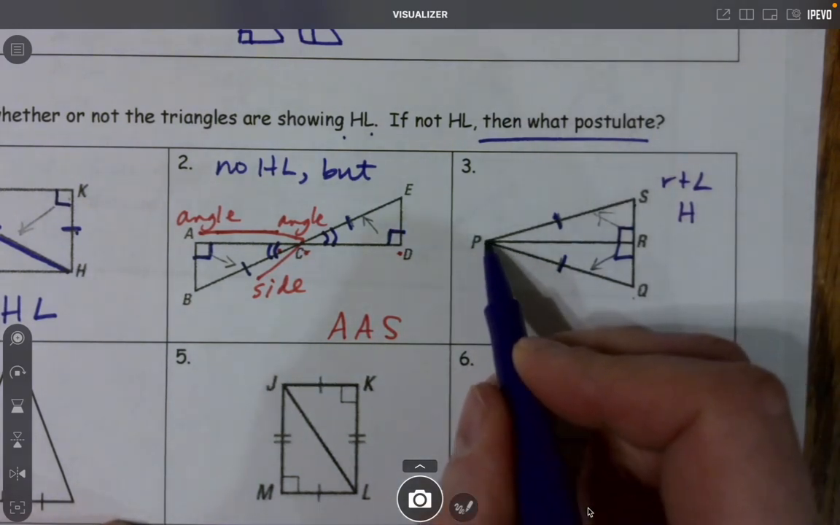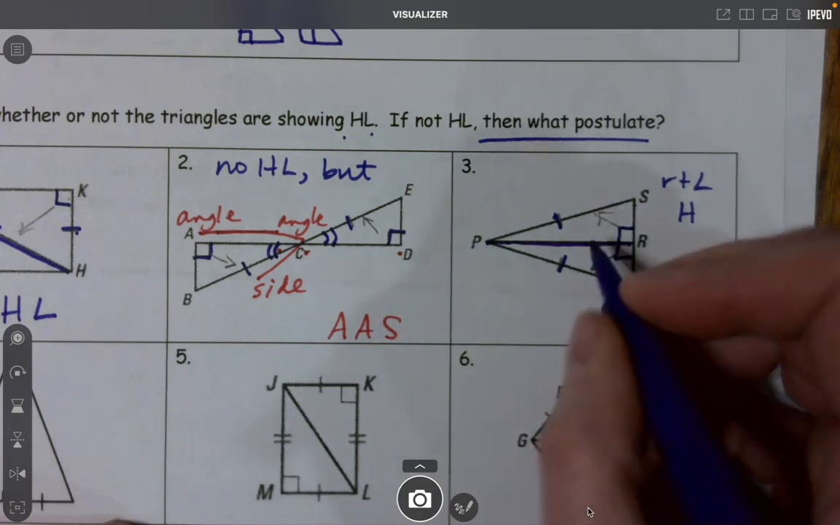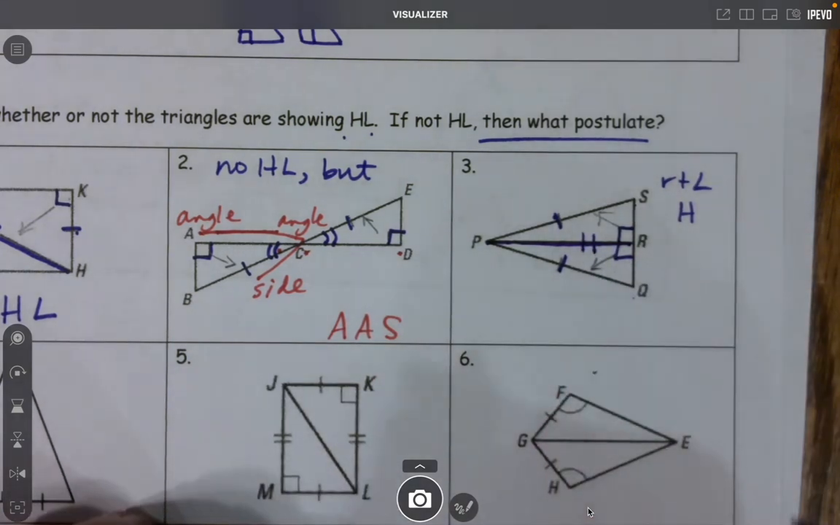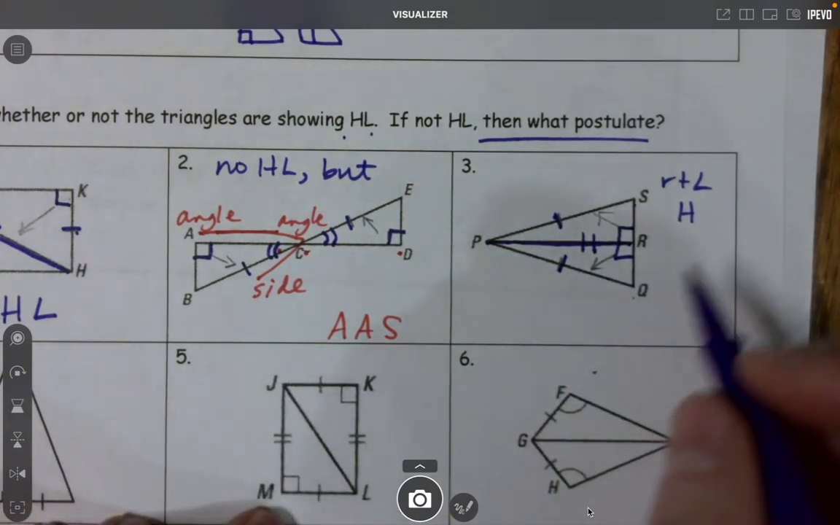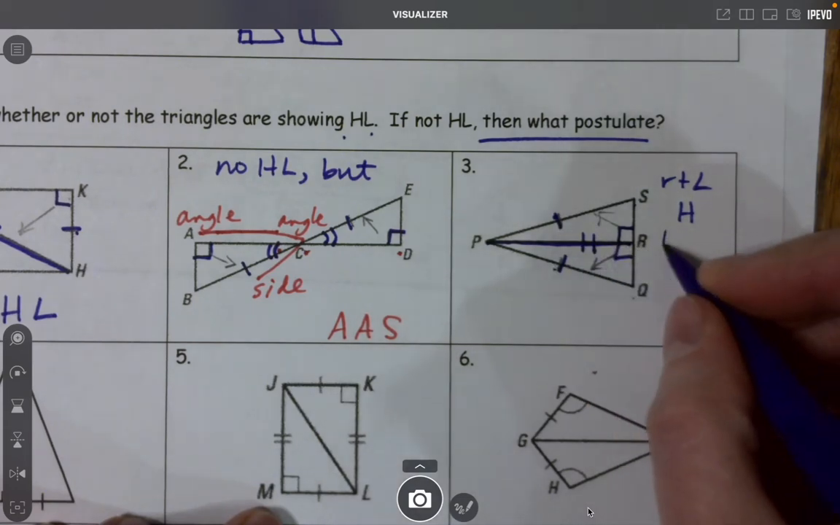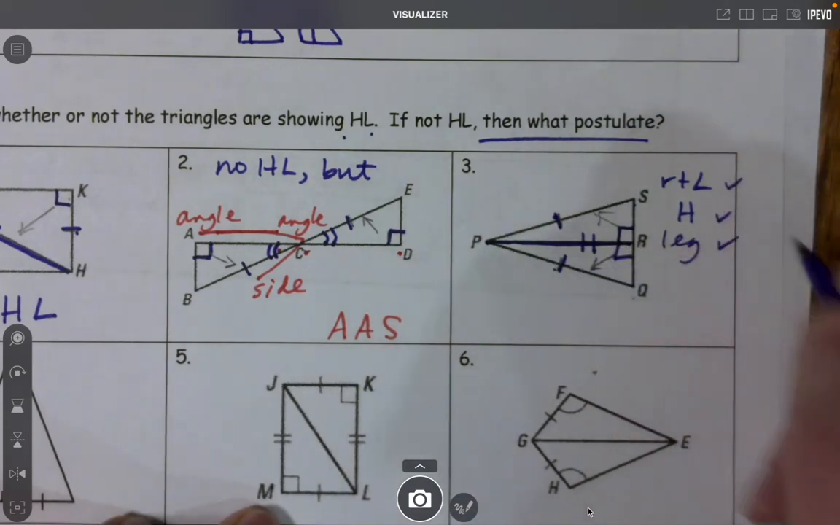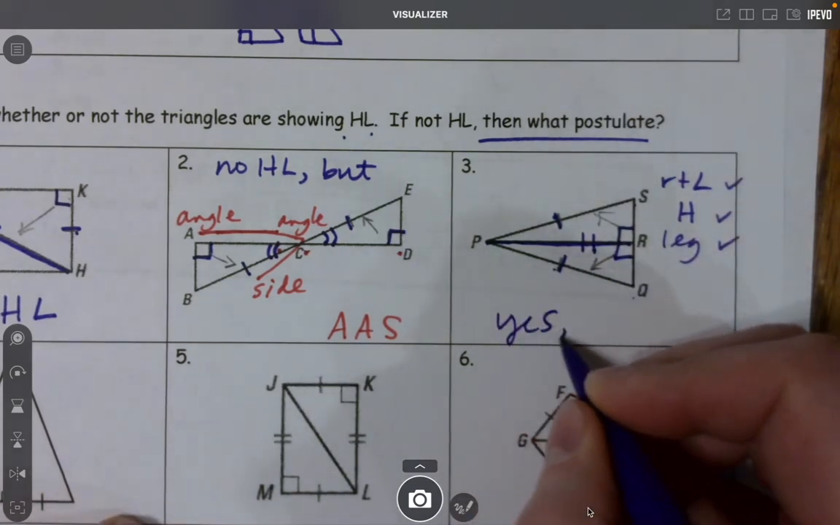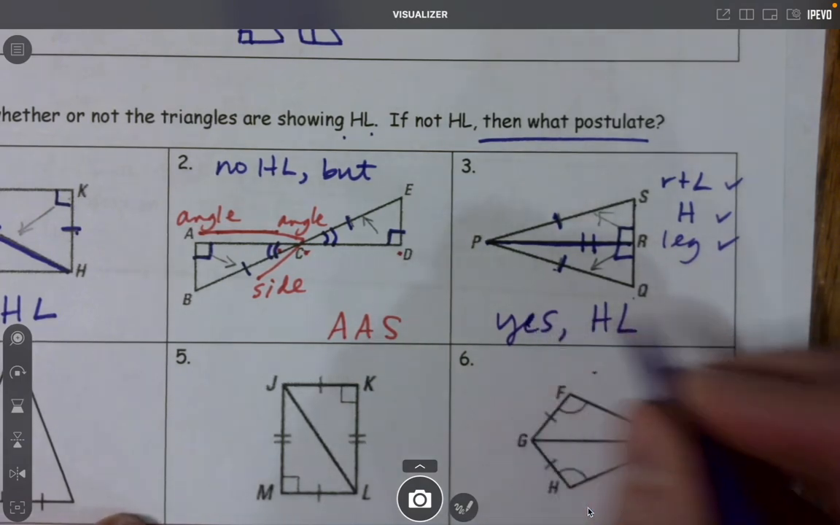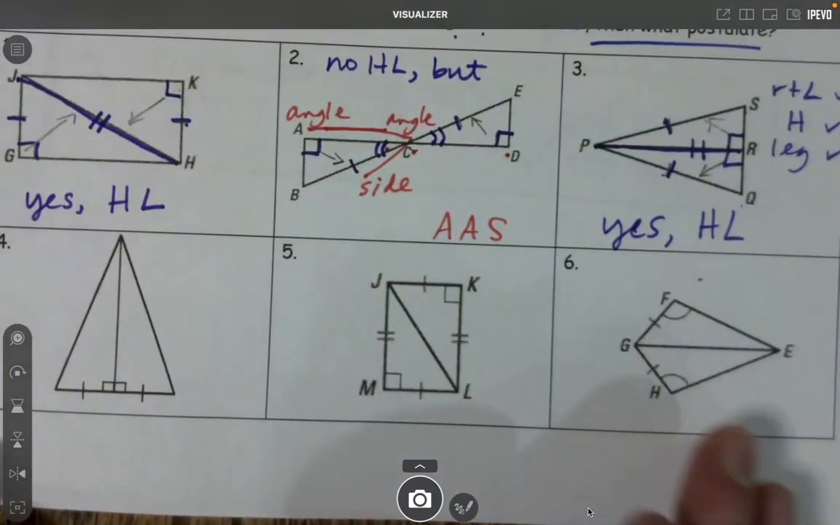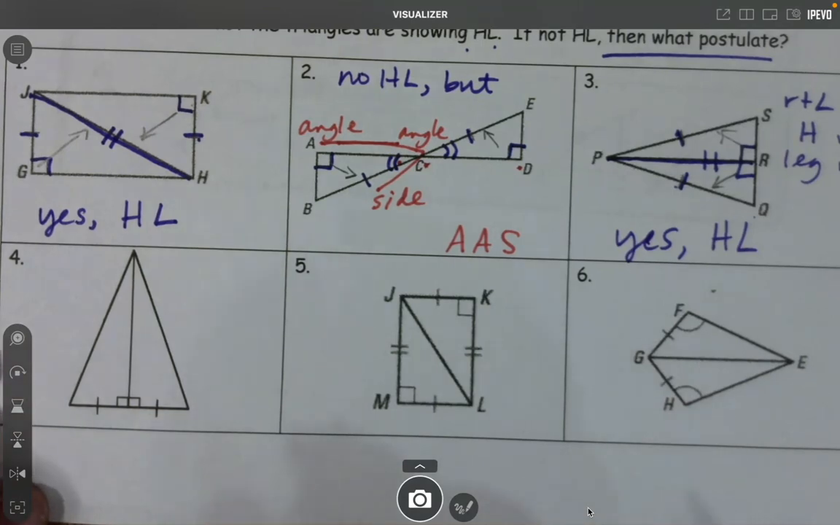So do we also have a leg? We can see that there's this shared side between the two that's a leg. I'm going to mark that. And once we mark that leg, then yes, we have a hypotenuse, we have a leg, we have a right angle. So this is going to be yes, HL, hypotenuse leg. All right, on the next row. So what do we have here?